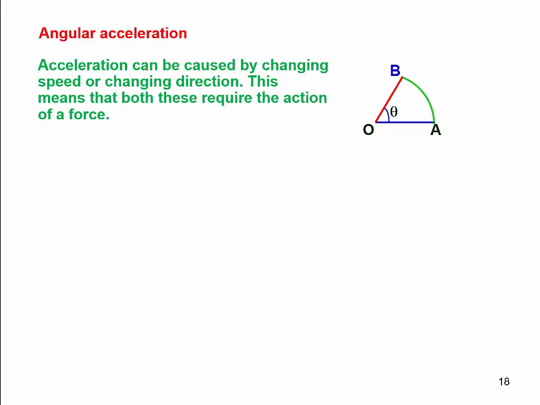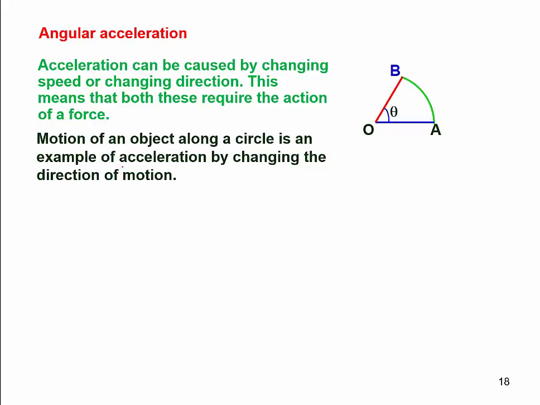Now, acceleration can be caused by changing the speed or changing direction. Both can cause acceleration. What is happening in a circular motion is the direction is continuously changing, and that is what causes the acceleration here. Also, the speed along the circle can change. Both these can cause acceleration. So, motion of an object along a circle is an example of acceleration caused by changing the direction of motion.